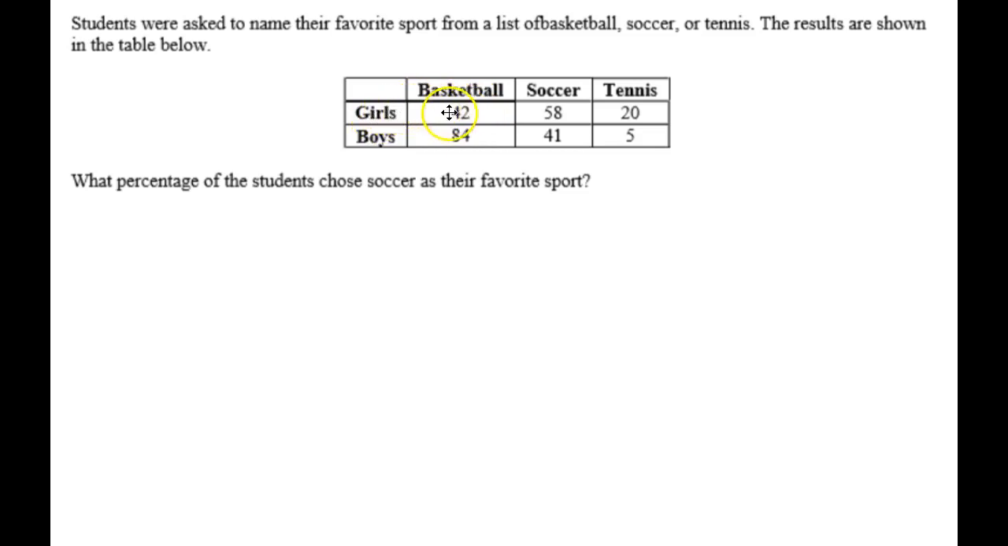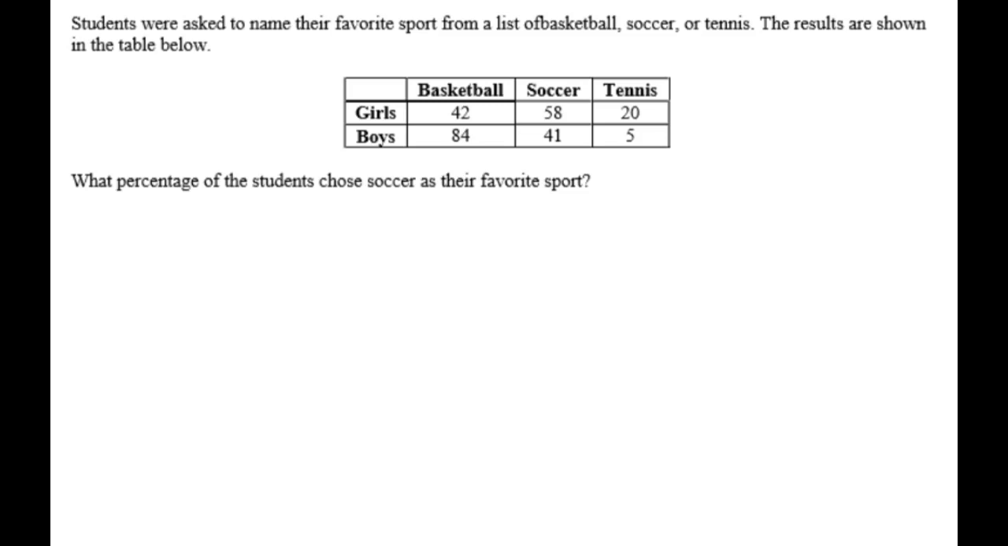We can see the number of girls that preferred basketball was 42, that preferred soccer, 58, preferred tennis was 20, and then the same thing for the boys, 84 preferred basketball, 41 soccer, and 5 tennis. So we want to use this information from the table to determine what percentage of the students chose soccer as their favorite sport. So the thing we have to do is determine the total number of students that preferred soccer, and then divide that by the total number of students that were surveyed overall.